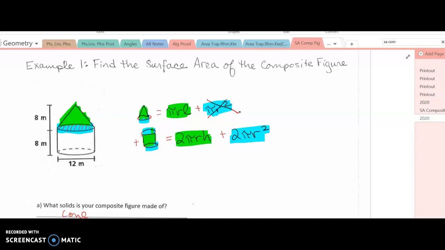It's like if we were to take this thing and glue those together and then dip it in paint, what would have paint on it? Well, the base of that cone would not have any paint on it because it would be inside the shape.